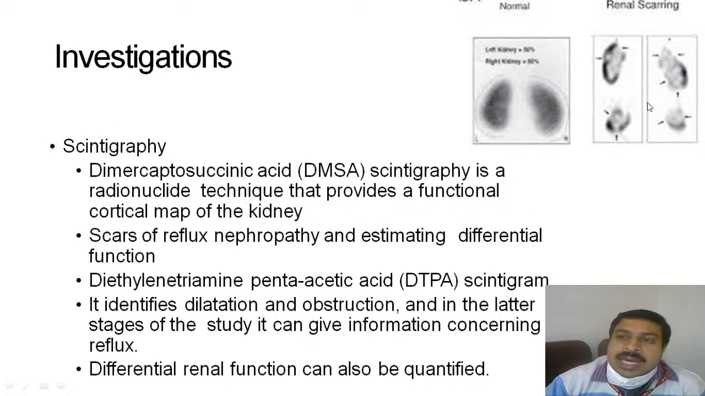This was the nuclear scan I was talking of. These are basically agents which are taken up by the kidneys. DMSA is dimercaptosuccinic acid. It is tagged with technetium, which is a nuclear imaging modality. It is injected and the kidneys take it up. So here you can see the reniform shape very nicely preserved.